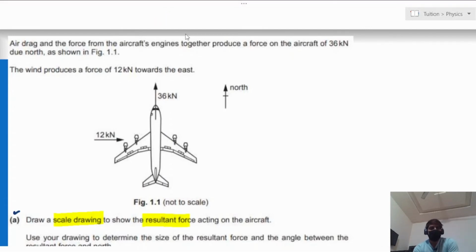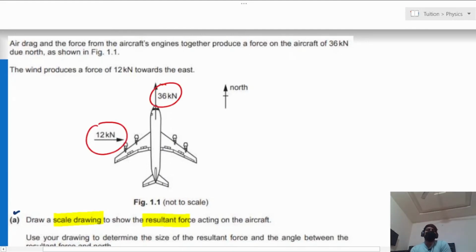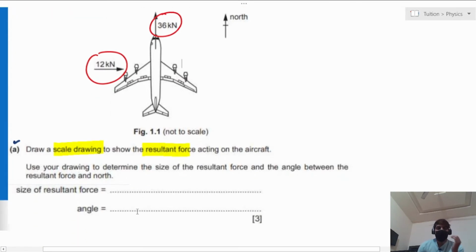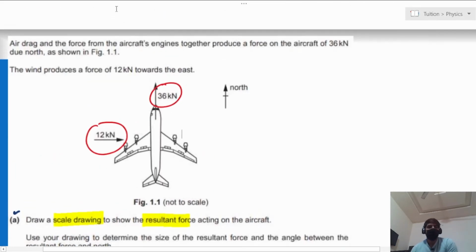Now what is the relation between the two forces that are given? 12 kilonewton, 36 kilonewton. These two forces are perpendicular to each other, and we need to use scale drawing to determine the resultant force. We need to find the size of the resultant force, then we need to find the angle of the resultant force.